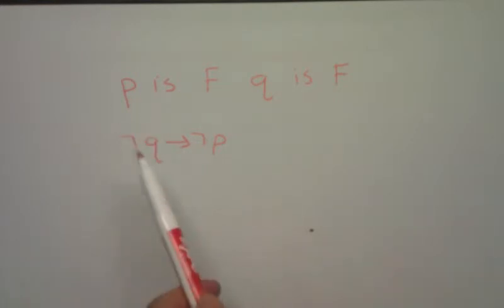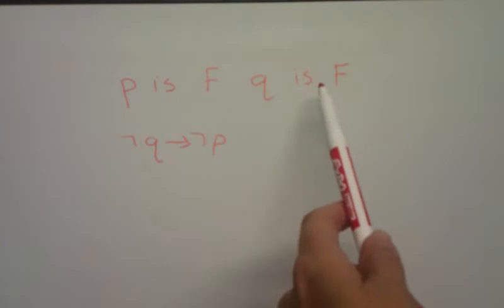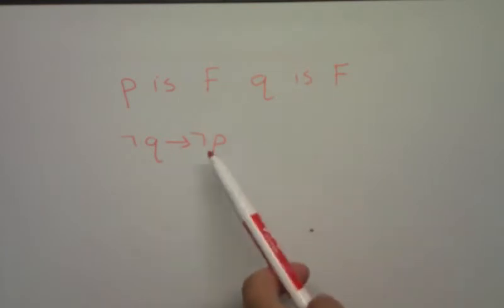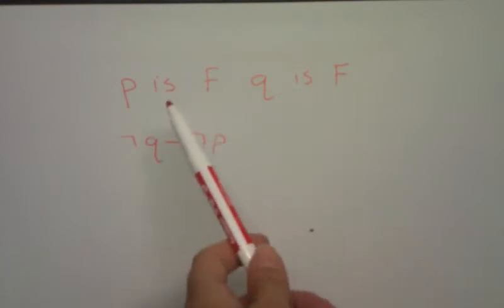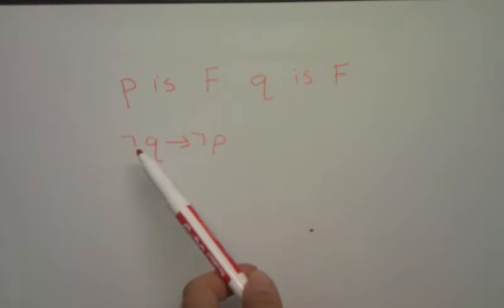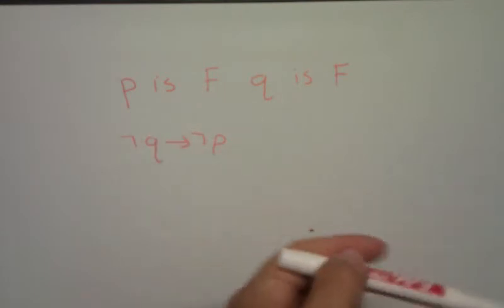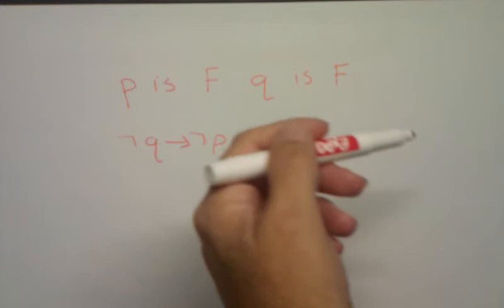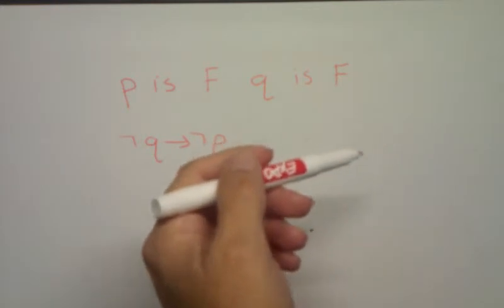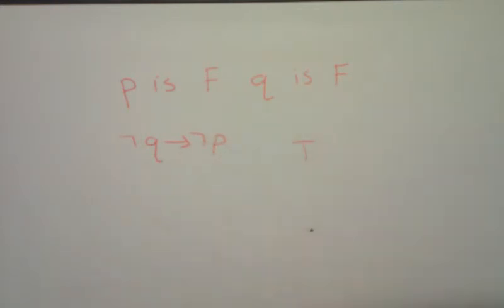Okay. Not Q means Q is not false. So Q is true and P is true. So if Q, then P would be true. You should have put true. Okay?